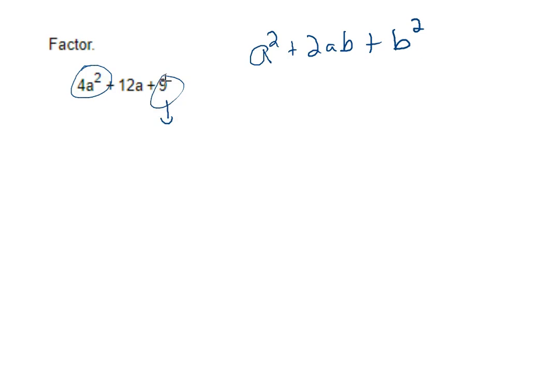So for example, the 9, we can write that as 3 squared. And the 4a squared, you have to write it as one thing to the second power. So this is going to be 2a to the second power, right? 2 squared gives me the 4. A squared gives you a squared. And so we have the first term is a square, the last term is a square, just like this formula.